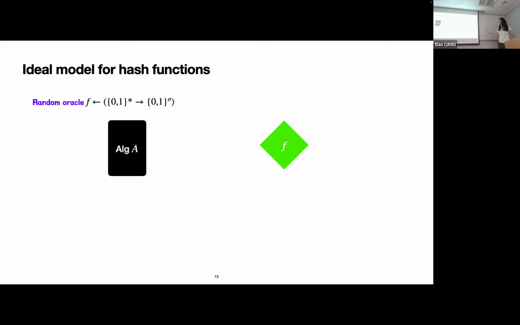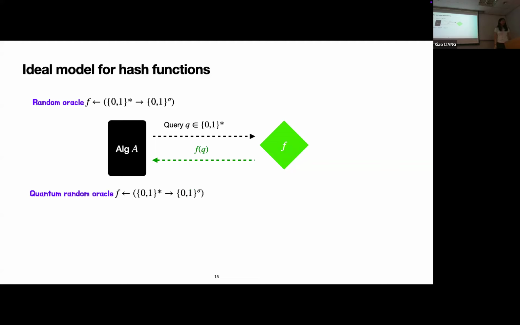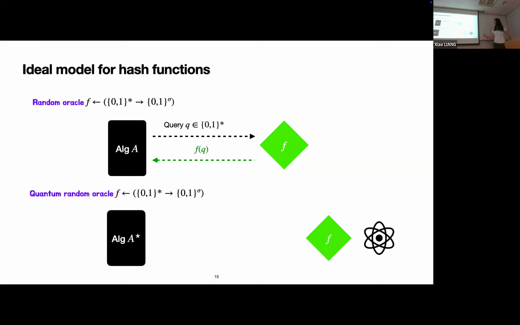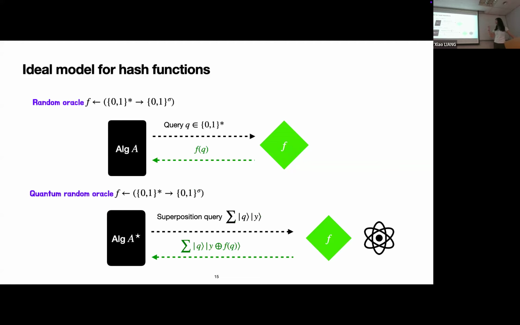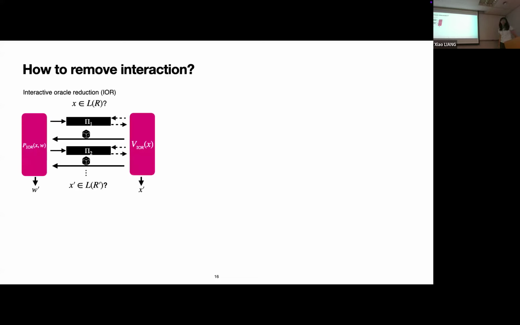The adversary can make a query Q to the random oracle, and the random oracle responds with f of Q. In the quantum random oracle model, the only difference is the adversary's query access to the oracle. Now the adversary is able to make superposition queries and get superposition answers, so f of Q is answered coherently. With this ideal model, we recall the BCS protocol.